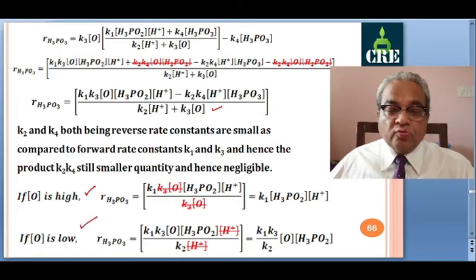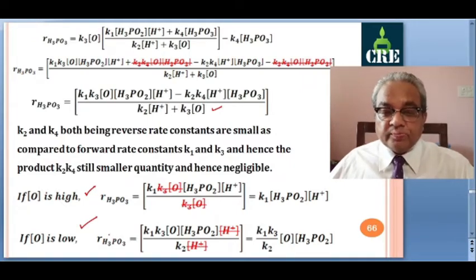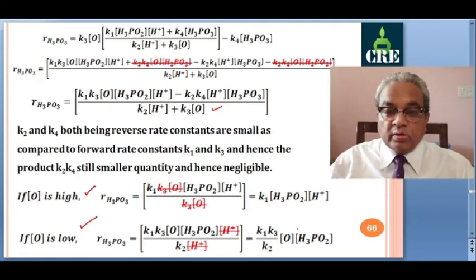If concentration of [O] is low, that is oxidizing agent, O we have written for oxidizing agent, that you keep in mind. If this is low, this term goes as compared to this term, and you get [H+] concentration of hydrogen ion. This cancels out, and we are left with K1 K3 by K2 into concentration of [O] into concentration of [H3PO2]. Now check the conditions.